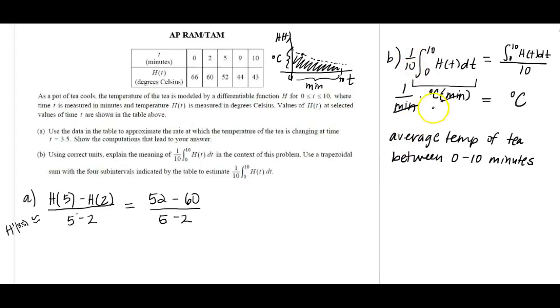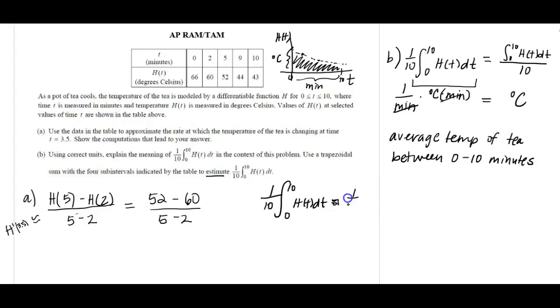So now we found, or we explained what this means. Now let's actually find what it is. So, or approximate what it is. That's the second part of the question, is use a trapezoidal sum with the 4 subintervals indicated by the table to now estimate this value. So I can't find it exactly, but I can approximate it. So I'm going to leave myself some space here. So 1 over 10, the integral from 0 to 10 of h of t dt is, or I should say, is approximately.